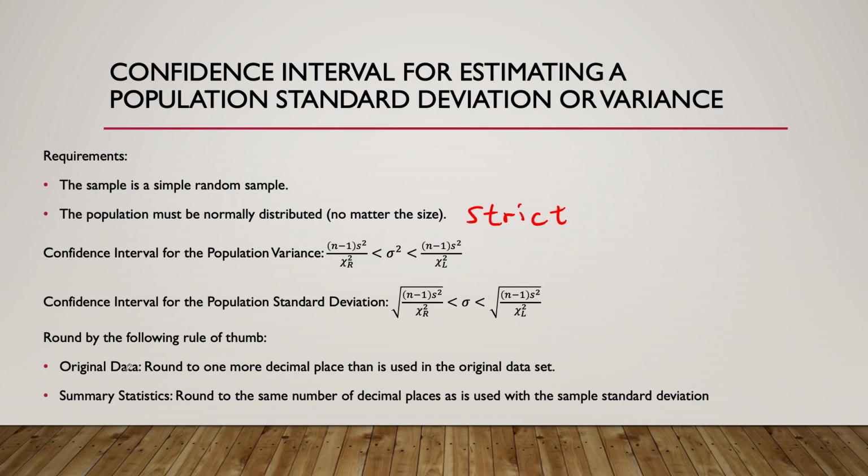You would round based on original data to one more decimal place than is used in the original data set, and from a summary statistic, you'd round to the same number of decimal places as is used with the sample standard deviation. So note the confidence interval for this is not plus or minus some error. We are not calculating an error for this confidence interval.